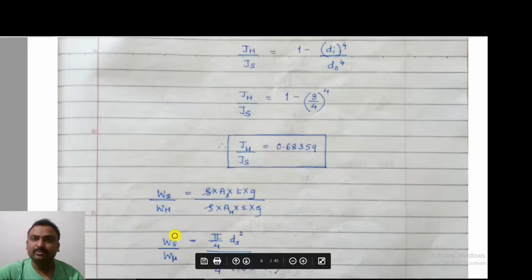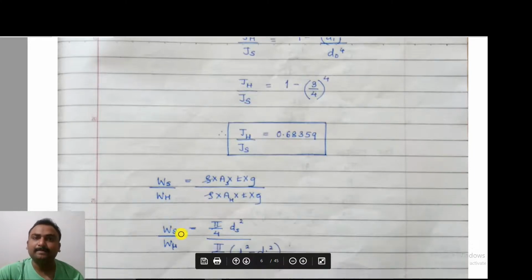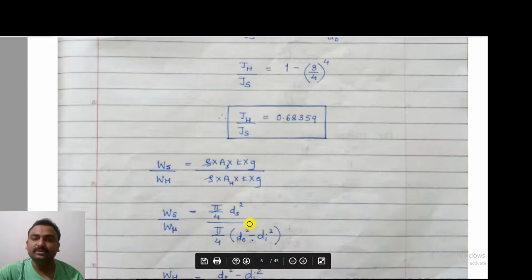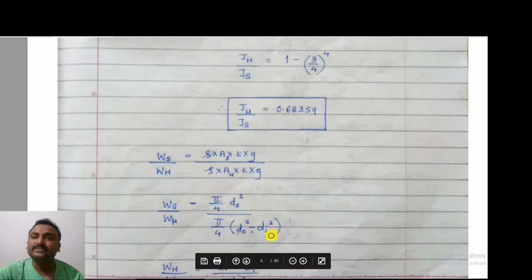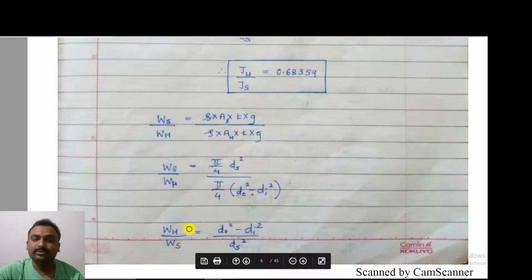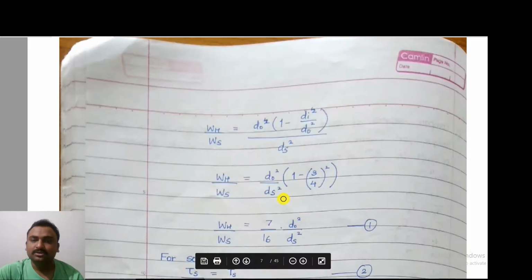Okay, so weight of the solid shaft upon weight of the hollow shaft will be pi by 4 ds squared, that is the area of the solid shaft, upon pi by 4 into do squared minus di squared. Okay, so weight of the hollow shaft upon weight of the solid shaft, we can write inversely, right, do square minus di square upon ds square.